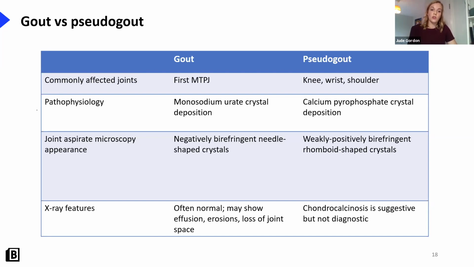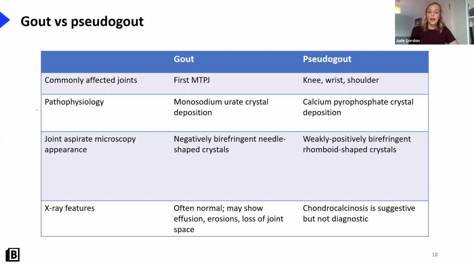Gout is caused by deposition of monosodium urate crystals in the joint, and we touched briefly on this in the question. If a patient has a joint aspiration done, the sample can be viewed under the microscope using polarized light. I'm not going to go into this in a huge amount of detail, partly because I don't really understand it myself, but the key thing you need to know is that the way the light refracts on the crystals differs depending on their composition. That gives a different shape, colour and birefringence to the crystals. So the key thing to remember is that for gout, the monosodium urate crystals are negatively birefringent and needle-shaped. For pseudo gout, they are weakly positively birefringent and rhomboid-shaped, because pseudo gout is caused by deposition of calcium pyrophosphate, a different type of crystal.